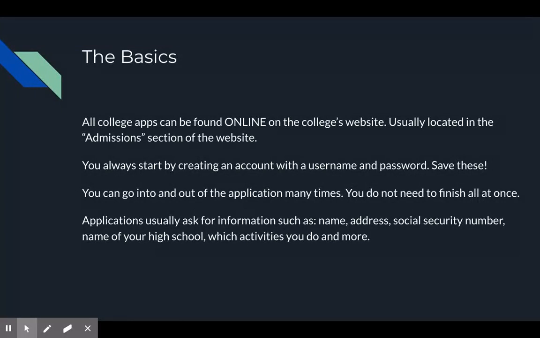Applications are typically pretty basic. They're going to ask for your name, address, social security number, name your high school activities, and maybe a little bit more. The social security number, please note, you do need to put this if you plan to apply for financial aid. That's how they link that with your financial aid application or your FAFSA.